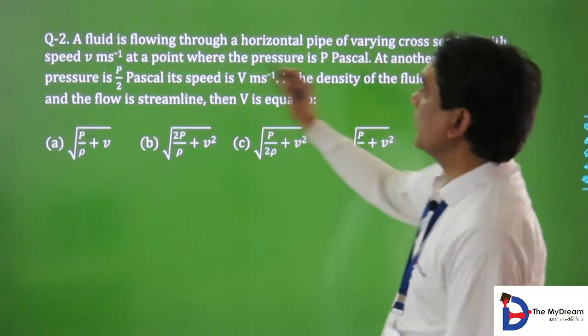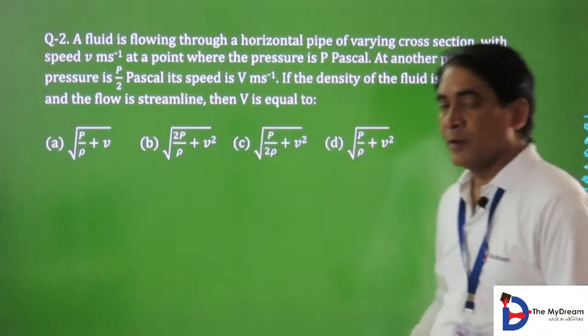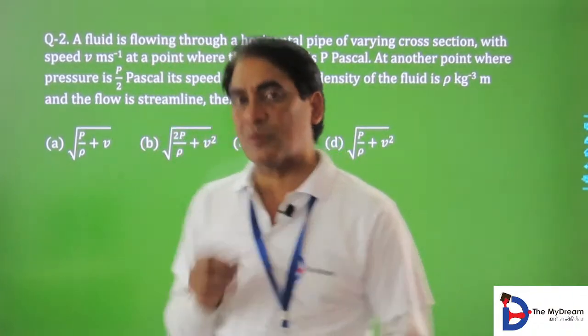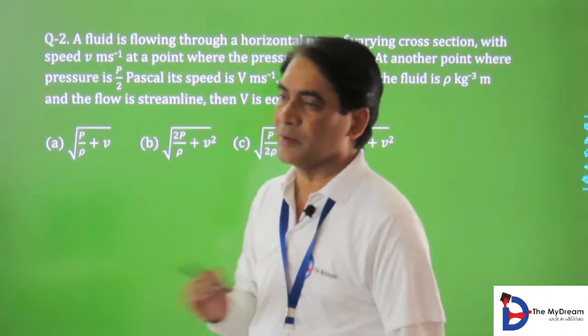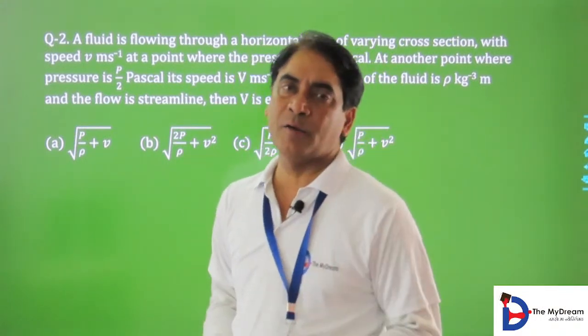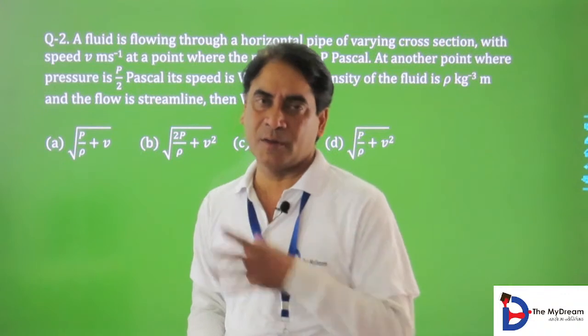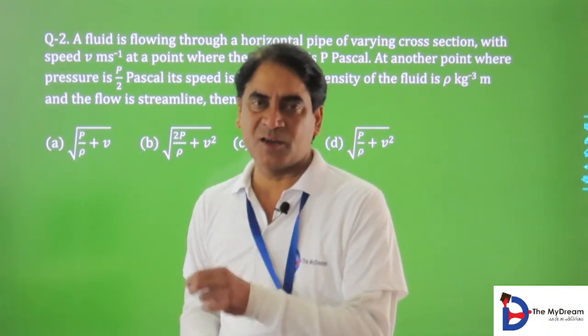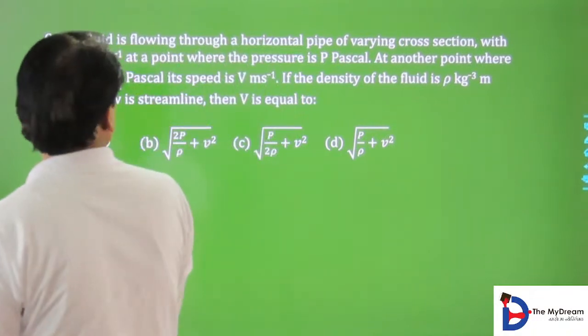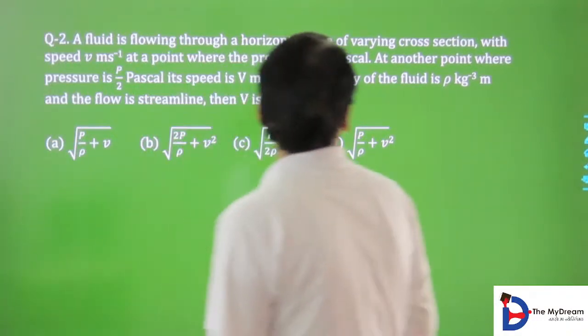A fluid is flowing through a horizontal pipe. Remember one thing, when we are talking about the Bernoulli principle, if h1 is equal to h2, there is no need to discuss h. P by rho plus half V square plus g h is equal to a constant. No need to take h. So P1, next.